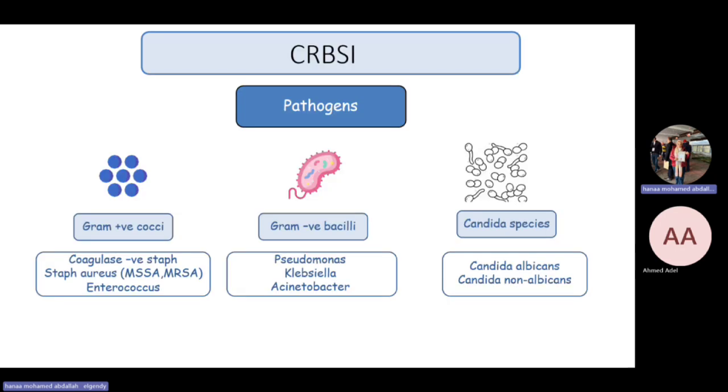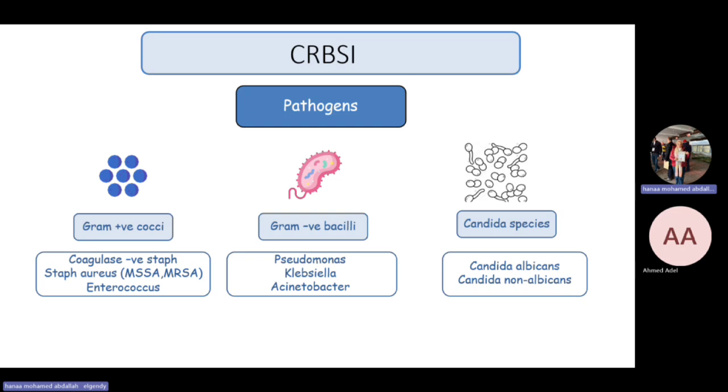So how to choose the empirical antimicrobial therapy for those patients? We have to think about what is the commonest organism on the skin. The commonest organism is gram-positive cocci, like methicillin-sensitive or methicillin-resistant Staph aureus, which is more common in our country. Gram-negative bacilli like Pseudomonas, Klebsiella, and Acinetobacter, and also Candida species, which is common in organ transplant patients, patients with TPN, or femoral venous catheter.